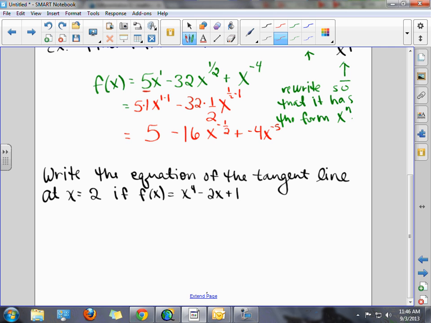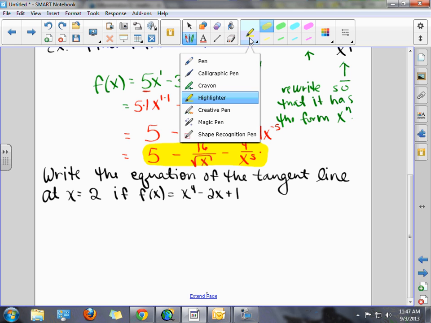And you could even simplify it a little more and rewrite it without negative exponents and without fractional exponents as 16 over the square root of x minus 4 over x to the 5th. I'm okay with your answer being the line above this one that I'm highlighting, but sometimes in multiple choice questions and so forth, you would want to change it.